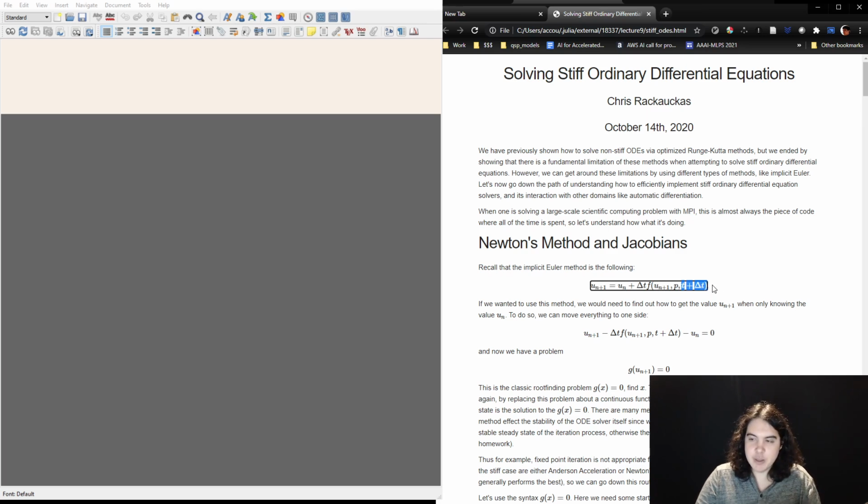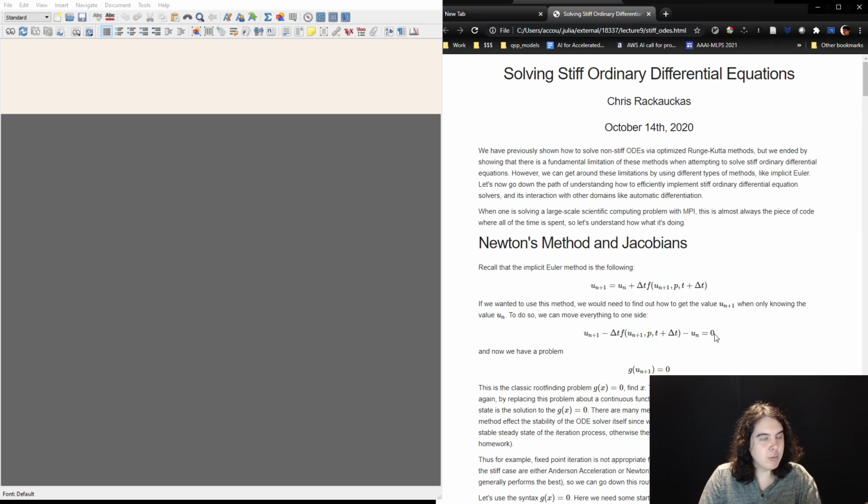So, okay, if we wanted to use this method, we need to find un plus 1. In very few cases, like if f is linear, you can actually solve directly for what un plus 1 is. But in almost every case, you can't, right? So what do you do instead? Well, you move everything to one side, which this should be looking a bit like your homework, right? But you move everything to one side, un plus 1 minus delta t f of everything minus un equals 0.